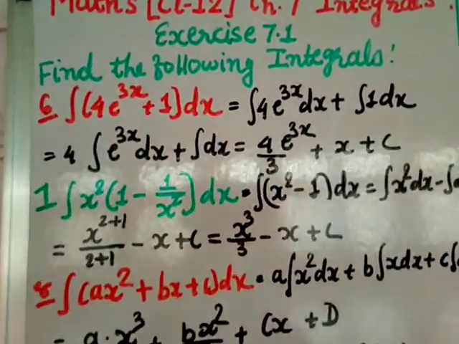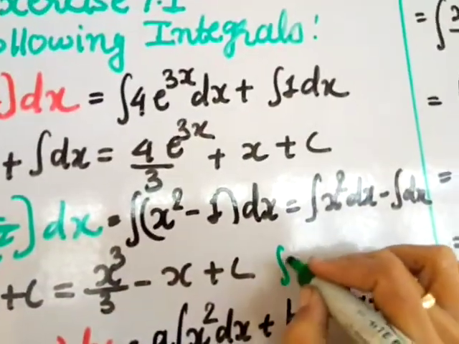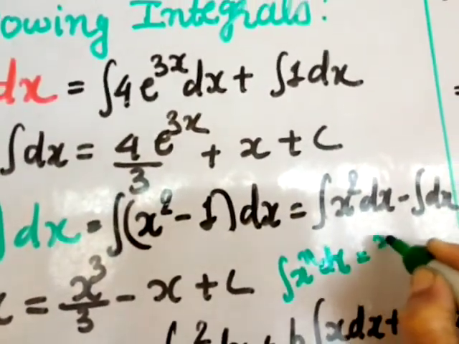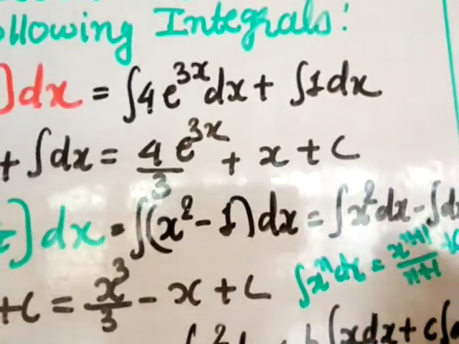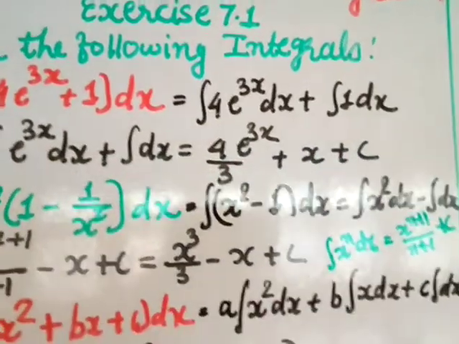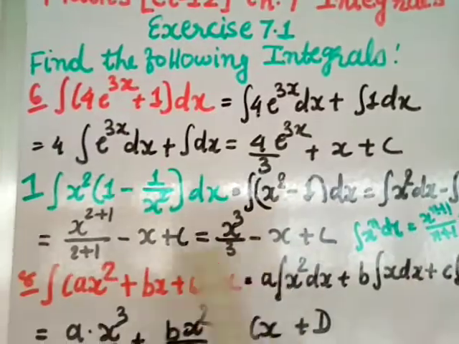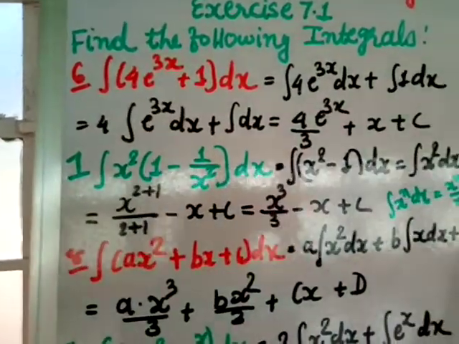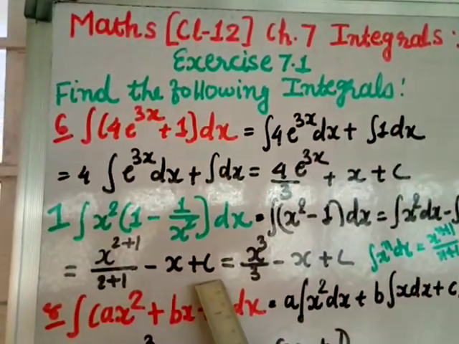The formula I gave you yesterday: integral x^n dx gives you x^(n+1) divided by n+1, plus c. Okay, this is the formula, so I will use it. Here n is 2, so I will put 2+1 divided by 2+1. So I am putting x^(2+1) divided by 2+1, minus integral of dx, which is x. So x plus the constant of integration c.